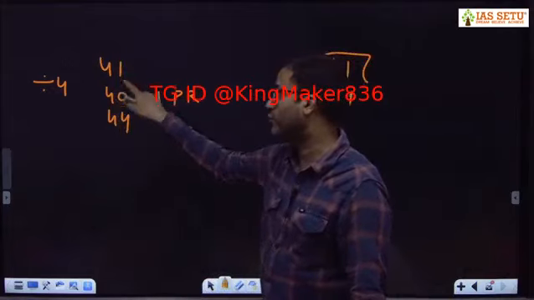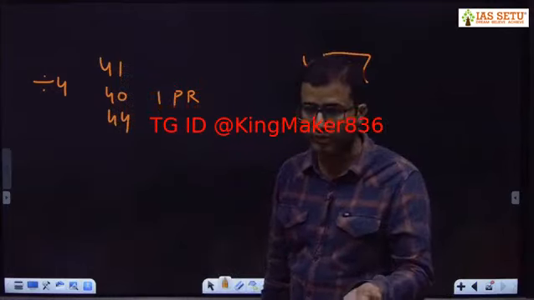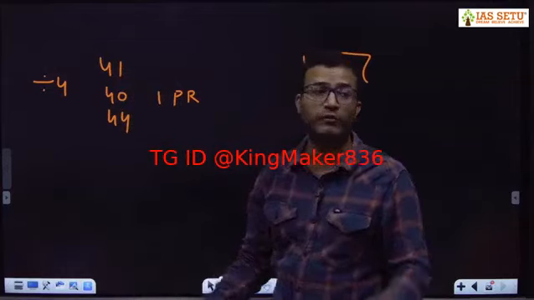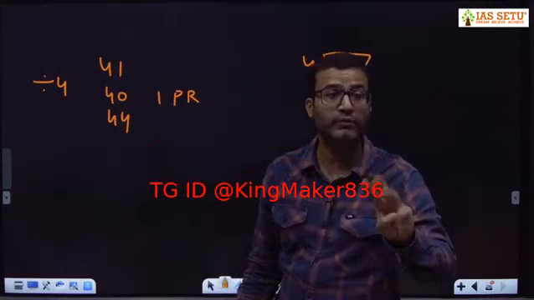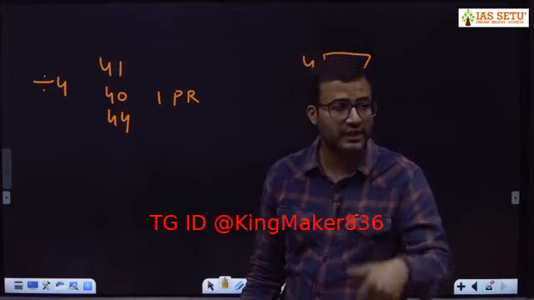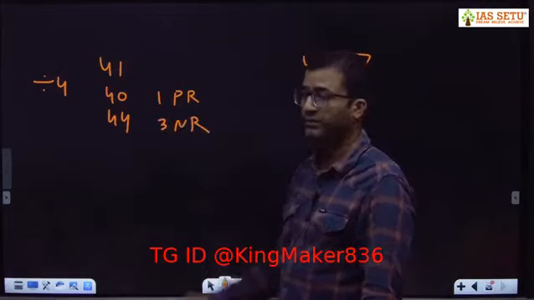The difference of 41 with respect to 40 is 1 extra, so it is 1 positive remainder. But when you compare 41 with the next multiple of 4, which is 44, it is 3 less. To make 44, you have to borrow 3 more. It is less, it is a negative thing. So we call it 3 negative remainder.